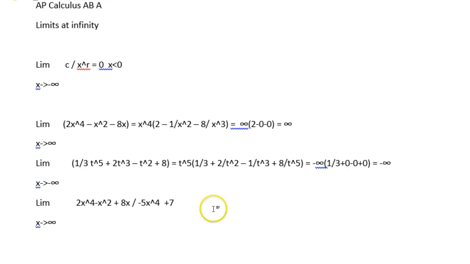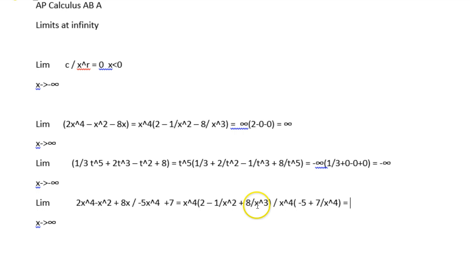Okay, so I'm going to do the same method as before, except I'm going to notice that the largest exponent variable is going to be x to the 4th, and I see it in 2 spots. So when I factor it out, I'm going to have x to the 4th on the top, and I'm going to have 2 minus 1 over x squared plus 8 over x to the 3rd, divided by x to the 4th, and I'm factoring out at the bottom. I got negative 5 plus 7 divided by x to the 4th.